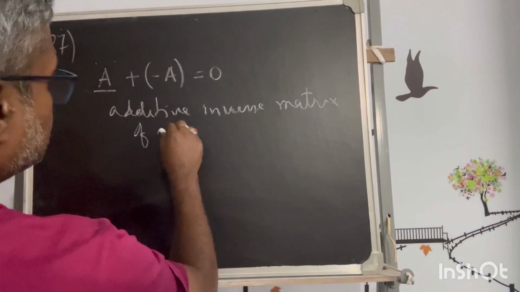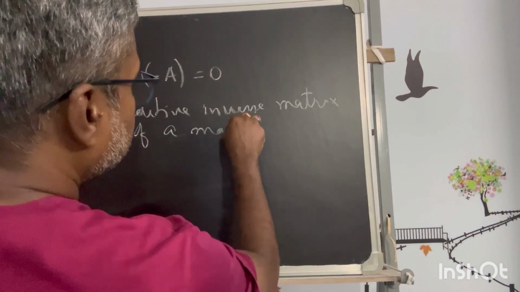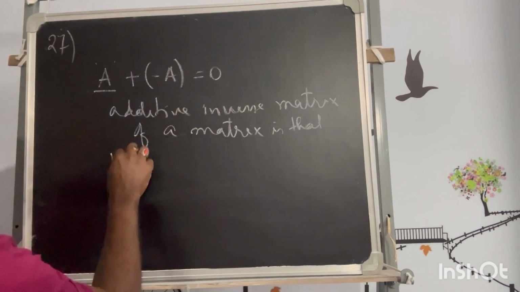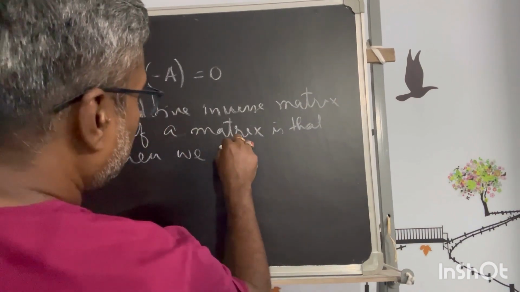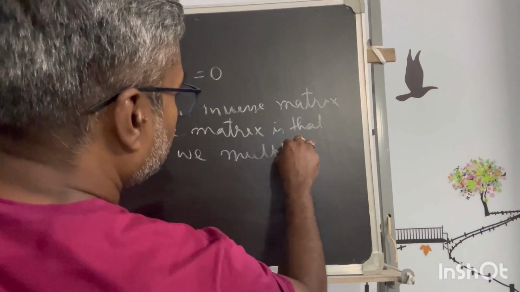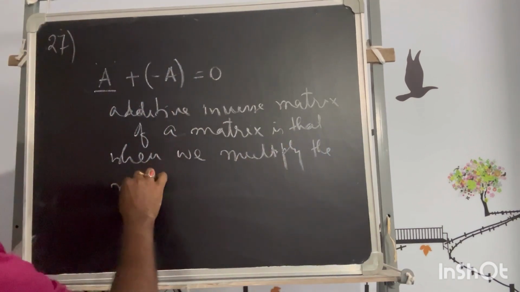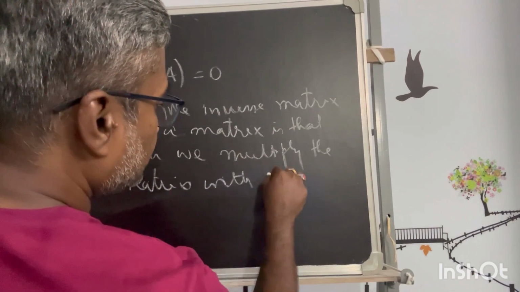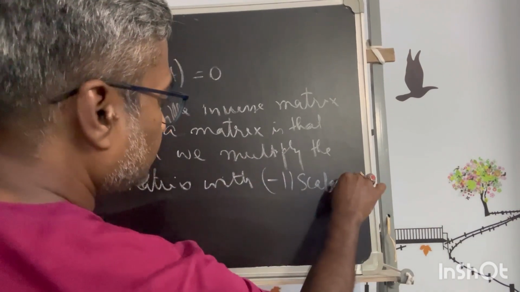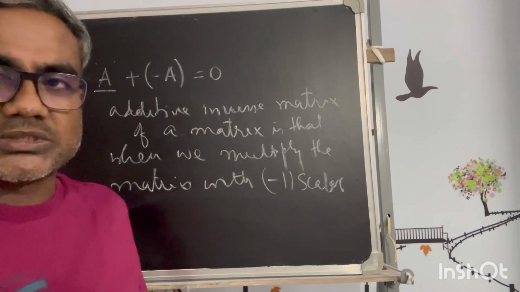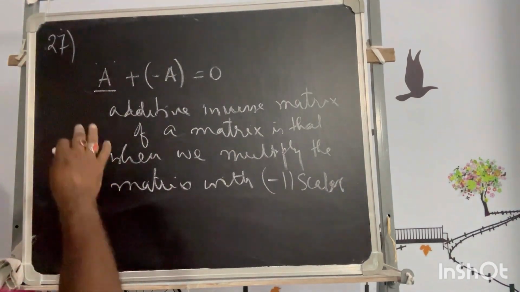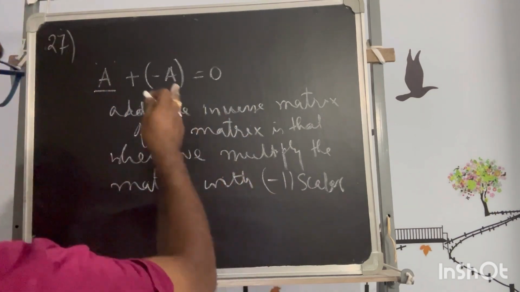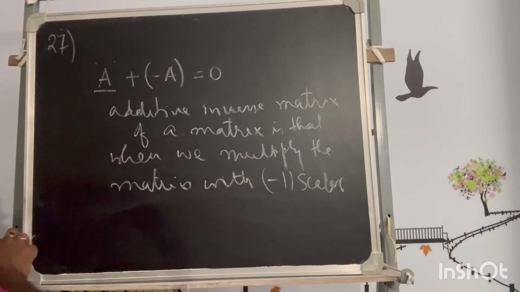The inverse matrix of a matrix is that when we multiply the matrix with the scalar -1. So this is my direct answer to this kind of thing. Okay, so if you have to find the additive inverse matrix of a matrix, the only thing is that you multiply the matrix with -1, and you will get the answer.